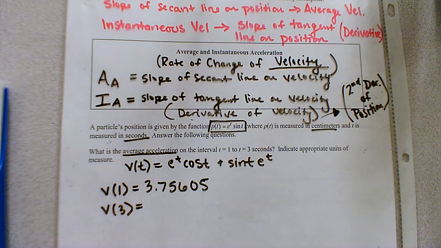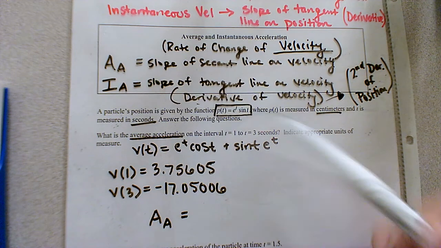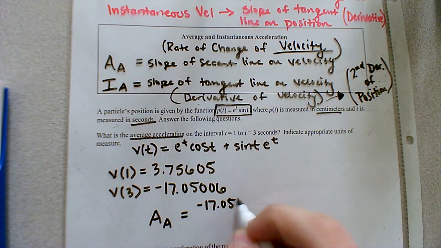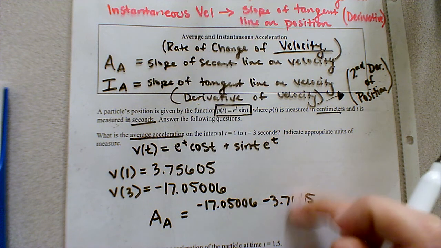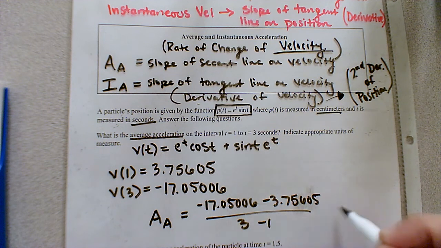3.75605. Again, this is not our final answer, so we should most likely go out further than 4 decimal places. Negative 17.05006. All right, so average acceleration is equal to the slope between these 2 points from our velocity function. So we'll do change in y's over, I missed a number there, over change in respective x's.